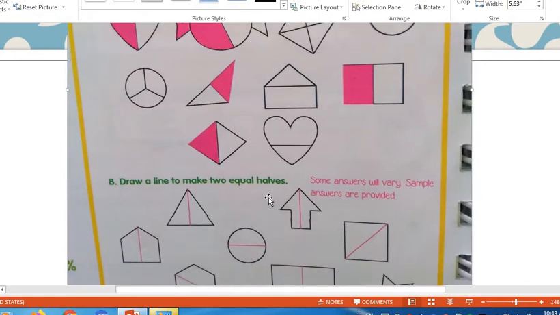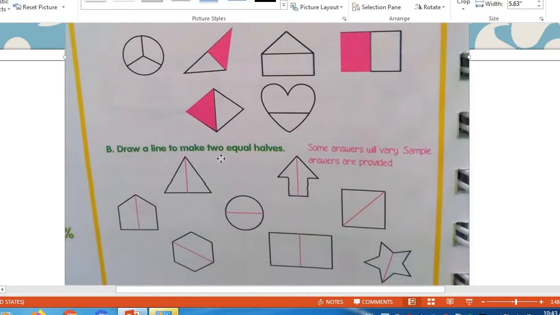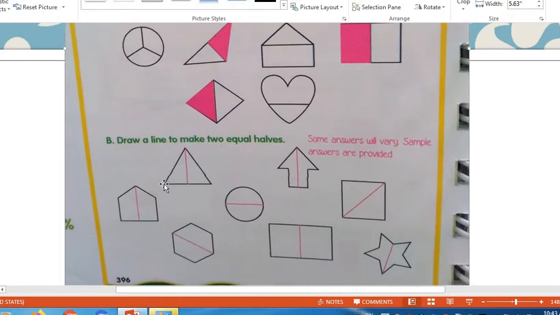Draw a line to make 2 equal halves. This is important. Here I drew the lines for you. If I have a triangle and I want to divide it into 2 parts, I draw a line here, vertically, from this point to this point to cut it into 2. Or shade it into 2, and so on.